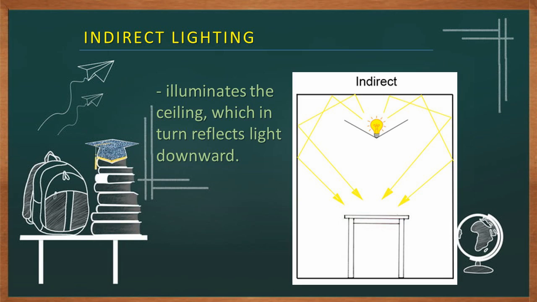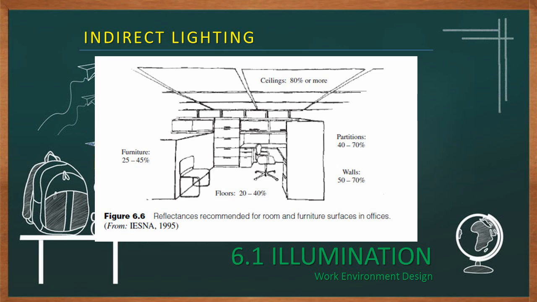Indirect lighting illuminates the ceiling, which in turn reflects light downward. Thus, the ceiling should be the brightest surface in the room with reflectances above 80%. The other areas of the room should reflect lower and lower percentages of the light as one moves downward from the ceiling until the floor is reached, which should reflect no more than 20 to 40% of the light, to avoid glare. To avoid excessive luminance, the luminaires should be evenly distributed across the ceiling.